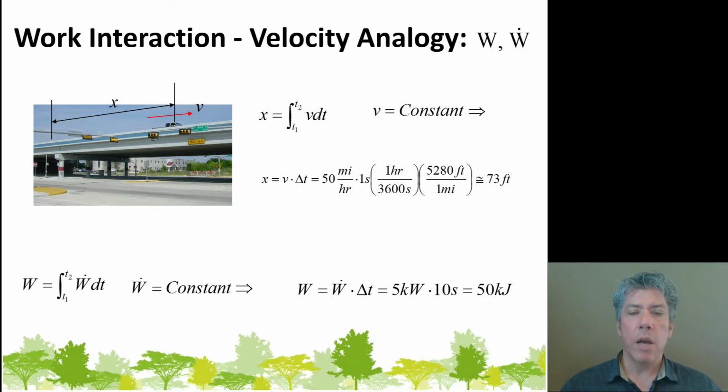In the same way, work and power, or the rate of work flow, are related by an integral. If you integrate power over time, you get work. Now if the rate of work is constant, if the power output of whatever it is, or input, is constant, then it's easy to calculate the amount of work flow during that time as simply the power flow rate times time, and that gives you work. So for example, if the power flow rate is 5 kilowatts and it flows for 10 seconds, then that's 50 kilojoules of energy, because a kilowatt is a kilojoule per second. The seconds cancel, we end up with kilojoules.